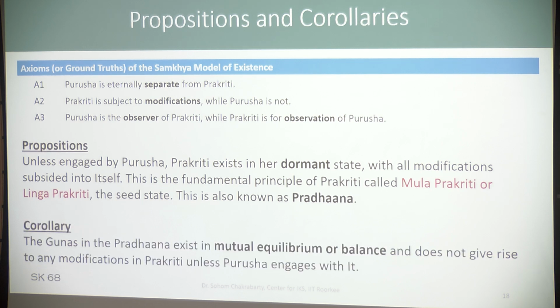Corollary: gunas are something that exist in pradhana. We have not discussed what gunas exactly are, but they exist in mutual equilibrium or balance, and the pradhana, which is the mula prakriti, does not give rise to any modifications unless Purusha engages with it. So this is a corollary here, that the gunas will exist in mutual equilibrium. You can also establish it logically this way, that the gunas exist in mutual equilibrium unless the Purusha engages with it.